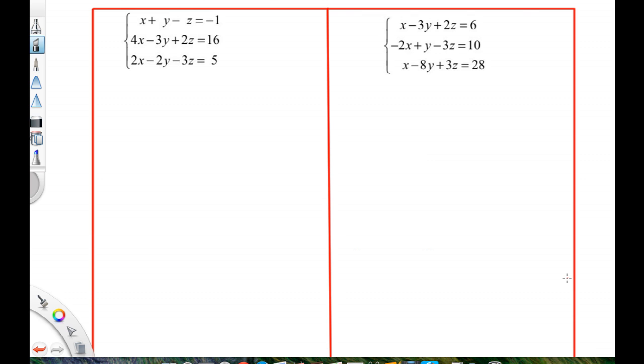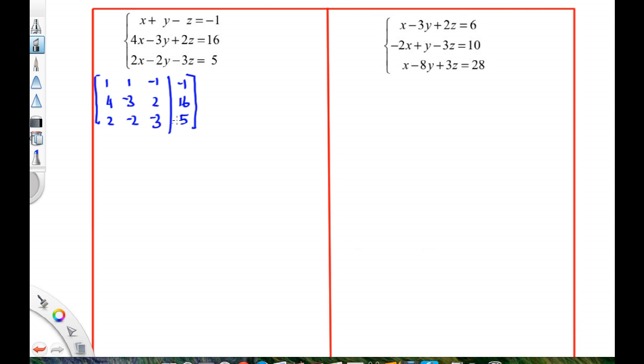Okay. So let's look at this stuff and see if we can now go all the way through, and we'll just use matrices. So let's switch colors for the heck of it. Right, so what do we have? We have a 1, a 1, and a negative 1. We have 4, negative 3, 2, and 16. And we have 2, negative 2, negative 3, and 5. So that is the matrix form.